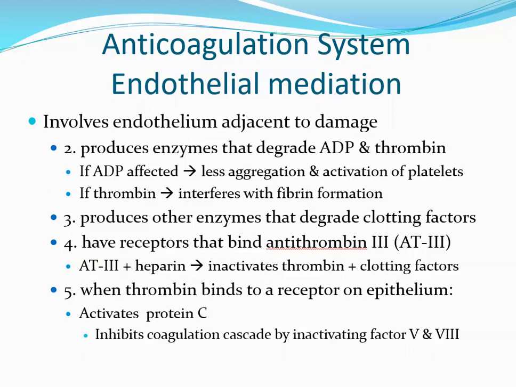Normal endothelium have receptors that bind a material called antithrombin 3. Antithrombin 3 plus heparin, which is found in the plasma, will inactivate thrombin and other clotting factors. However, it only degrades those factors that are not already bound to the platelets. And lastly, when thrombin binds to a receptor on normal endothelium, it will activate a material called protein C. Protein C inhibits the coagulation cascade by inactivating both factors 5 and 8.